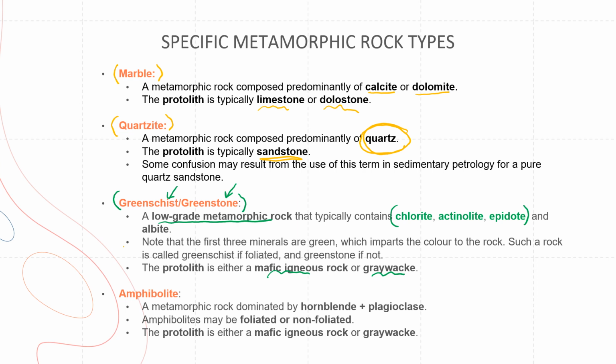Last but not least on this slide is amphibolite. And this is a metamorphic rock dominated by hornblende and plagioclase. So amphibolites can be foliated or non-foliated. And the protolith is the same as green schist. It could either be a mafic igneous rock or a greywacke. So in the next slide, we'll have a look at how these rocks look in a hand specimen.